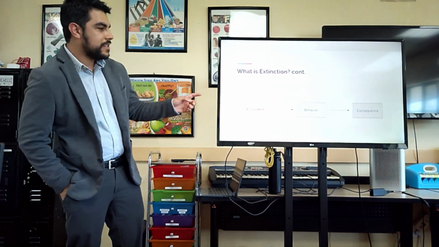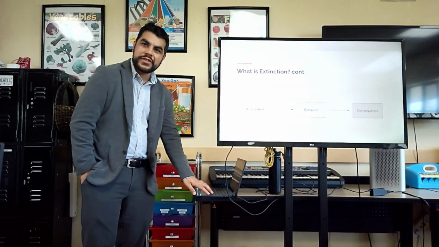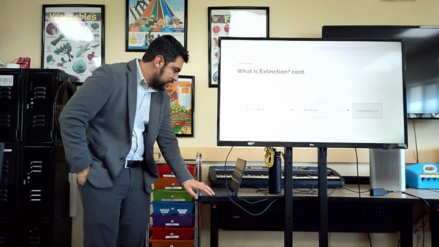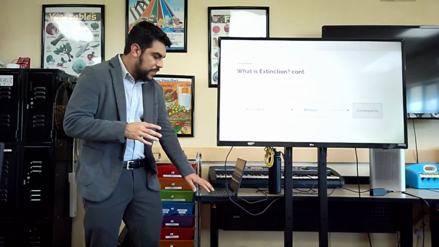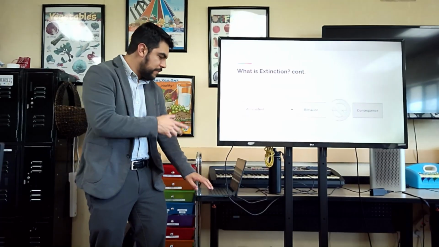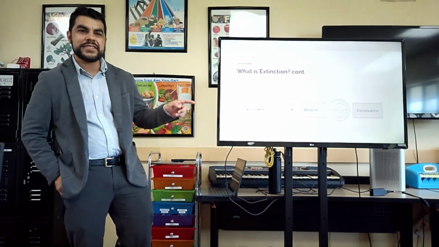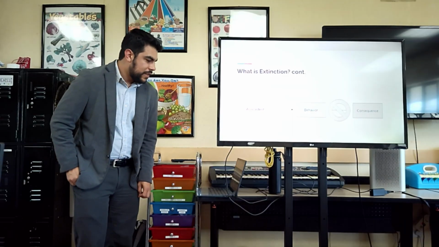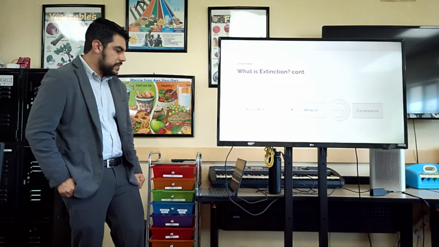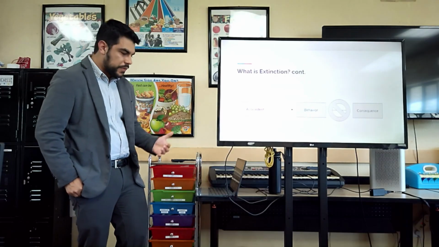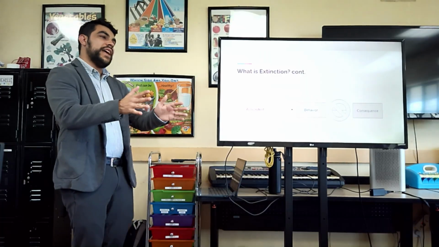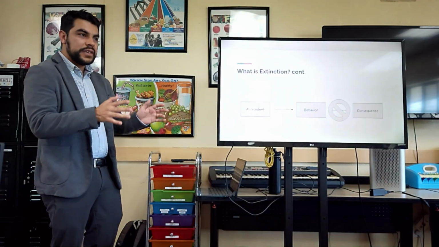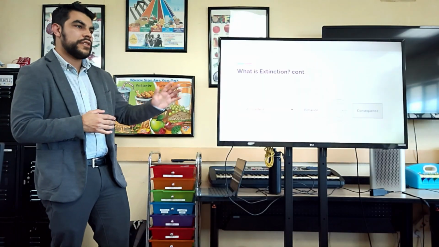You guys remember this diagram? The one I worked very hard on? Yes, the ABCs. This is essentially what happens when we implement extinction. Bam. No more consequence. The behavior no longer gets the reinforcement it looks for. No more consequence. That consequence that the individual is seeking no longer occurs.